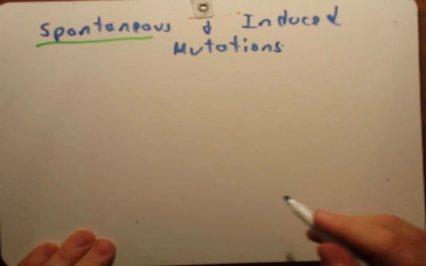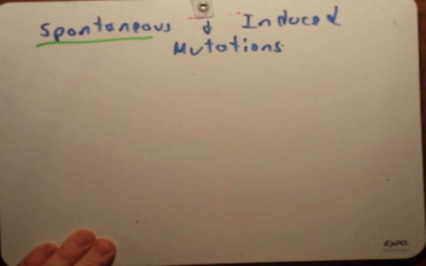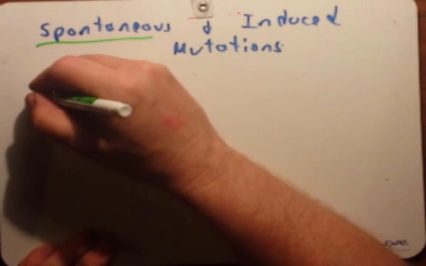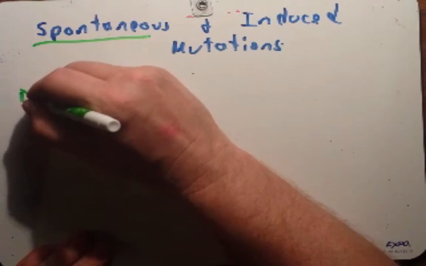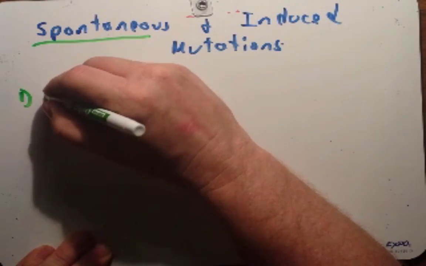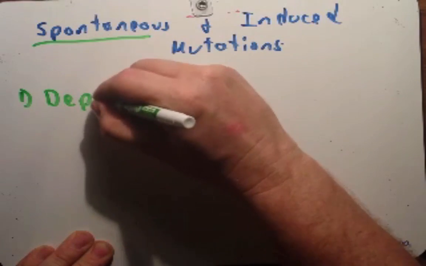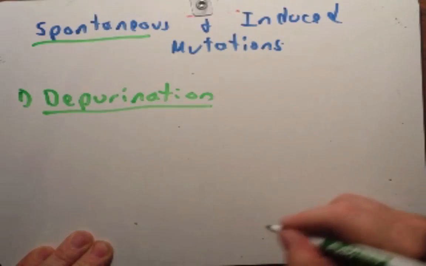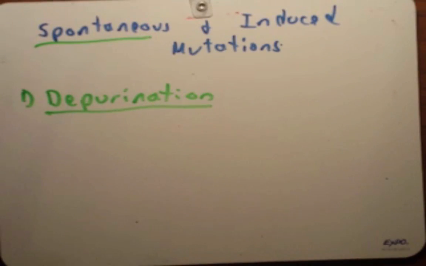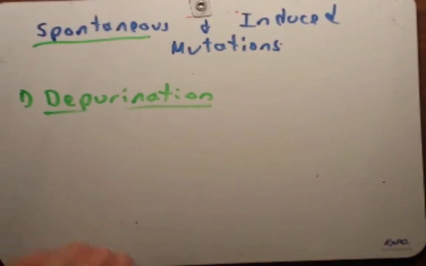Okay, we're going to first talk about spontaneous mutations. And when we think about spontaneous mutations, we think about ways that the nucleotides are changed naturally, not by some induced chemical state. And the first way we're going to talk about it is through a process called depurination. As the name appears, this is a process where a purine is lost. So a guanine or an adenine is lost.